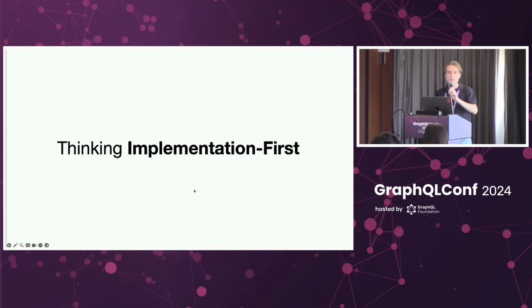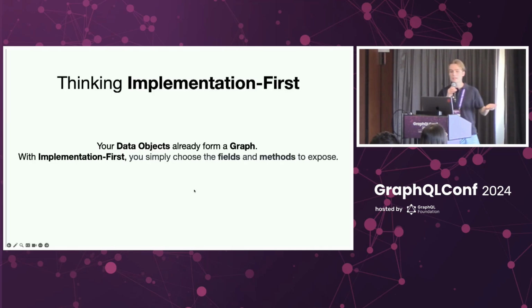And the main observation here is that when you are working with data objects in some kind of framework, they already form some kind of a graph. And with implementation first, you simply choose which fields and methods to expose in your GraphQL schema by annotating them or by marking the type as a GraphQL type.